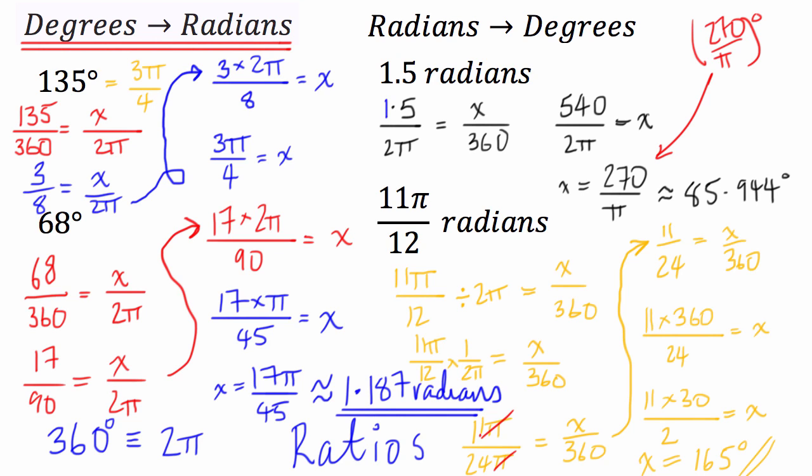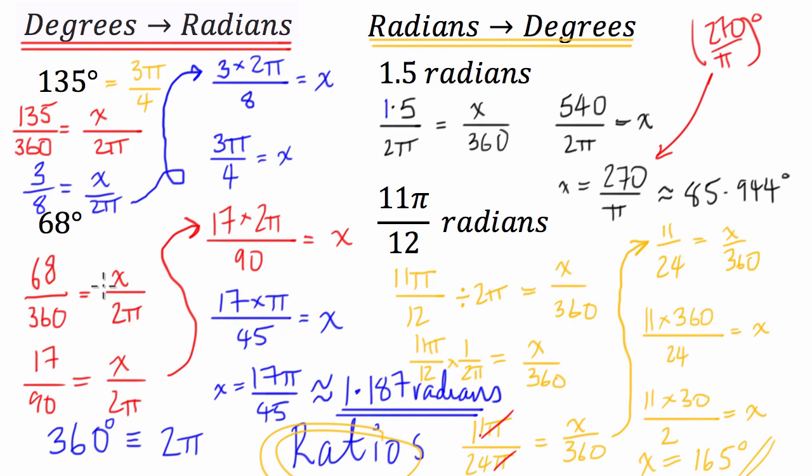So let's have a look at what we've done here. Basically, we've used ratios to be able to convert both from radians to degrees and degrees to radians. Now, the reason why I like this method is because when I first started doing these conversions back in high school, I used to get confused about which one I had to multiply and which one I had to divide by 360 or 2 pi or whatever.